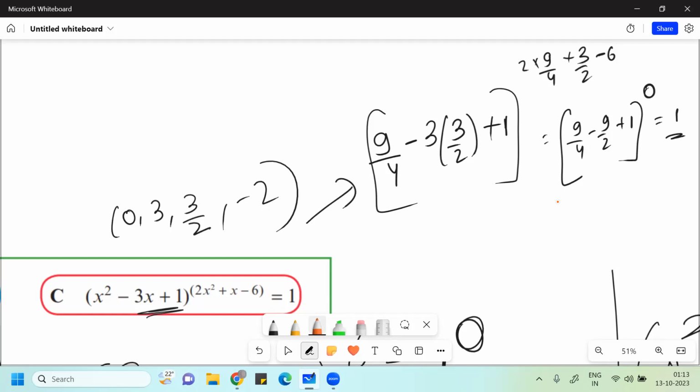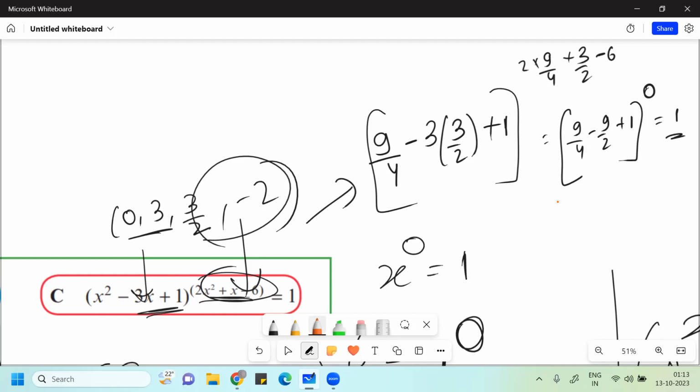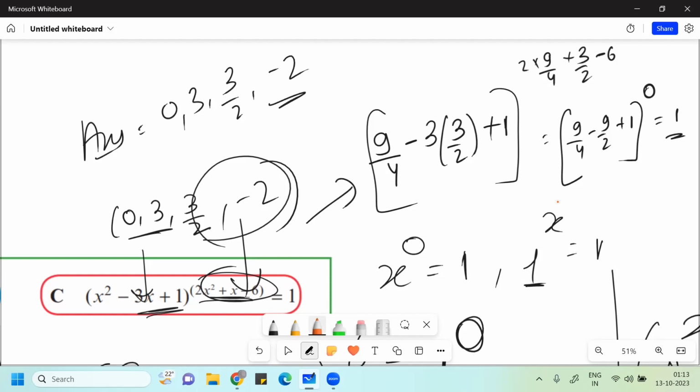If I put minus 2 also, this will become 0. If I'm putting minus 2 or 3 by 2, the exponent will become 0. If I put 0 or 3, the base will become 1. So any number to the power 0 will be 1, or if the base is 1, 1 to the power any number will be 1. So in both cases you are getting the answer. The answer for this question would be 0 or 3 by 2 or minus 2. They will satisfy this equation. I hope you understood this.